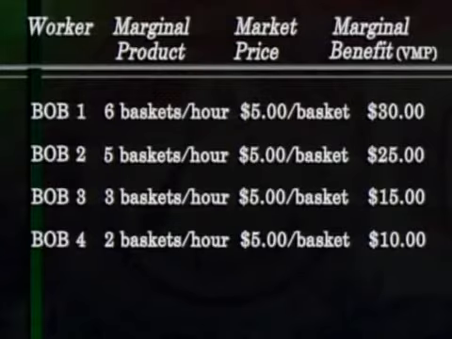Well, what if the wage was $15 an hour? The farmer would hire Bob 1 because he brings in $30 and only costs $15. The farmer would hire Bob 2 because he brings in $25 and only costs $15 also. In effect, the farmer makes a marginal profit off of each worker if the value of the marginal product is greater than the market wage. The farmer should keep hiring labor as long as each laborer contributes some positive amount to profits.